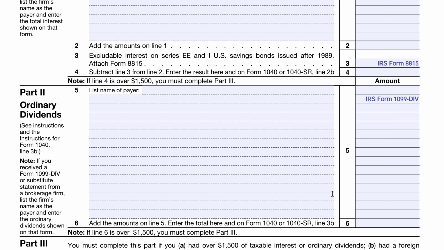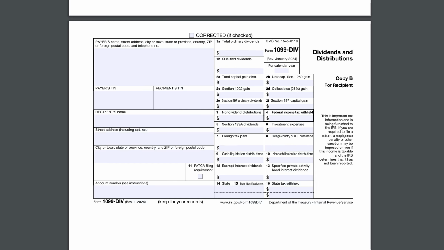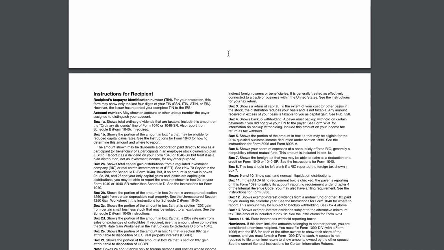In Part 2, if you have IRS Form 1099-DIV, then you would see an area where there are ordinary dividends. You would go through this, strip out the qualified dividends, and the remaining dividends are going to be your ordinary dividends. The form shows ordinary dividends that are taxable. Report that amount in the ordinary dividends line of Form 1040. Also report it on Schedule B if you're required to.